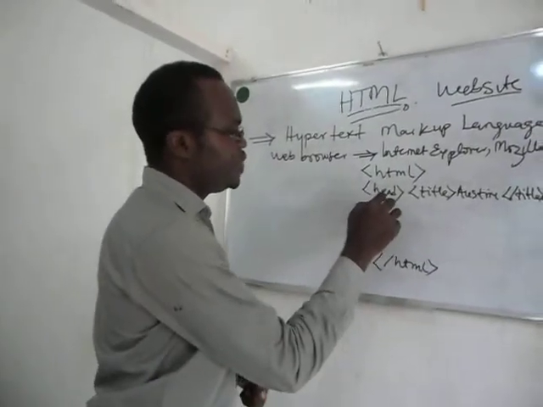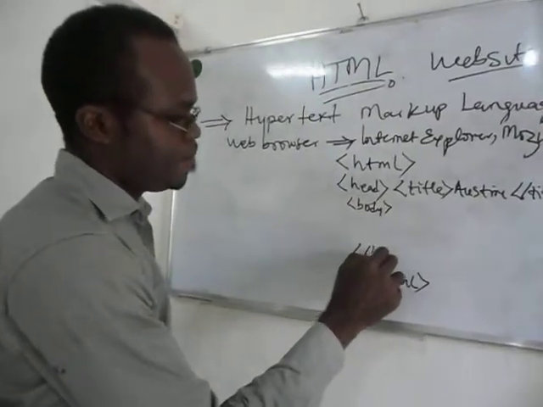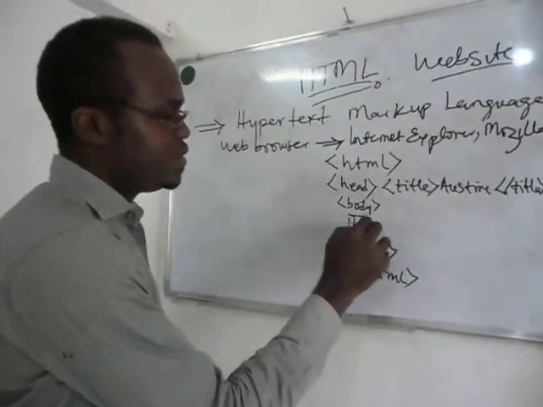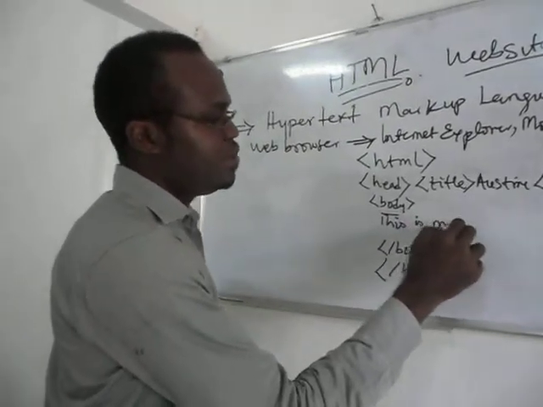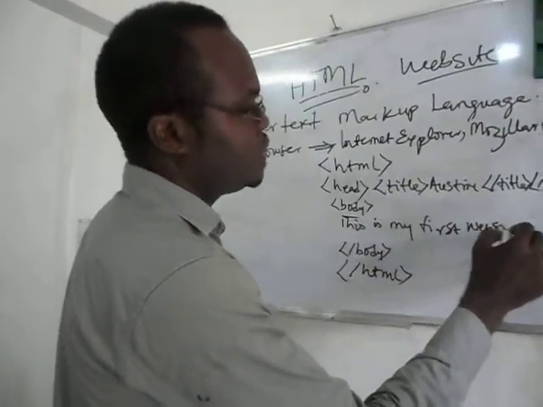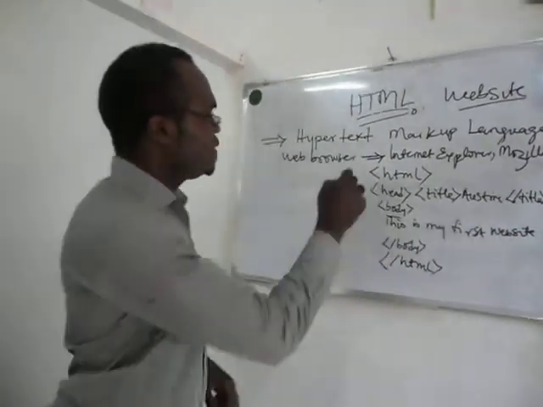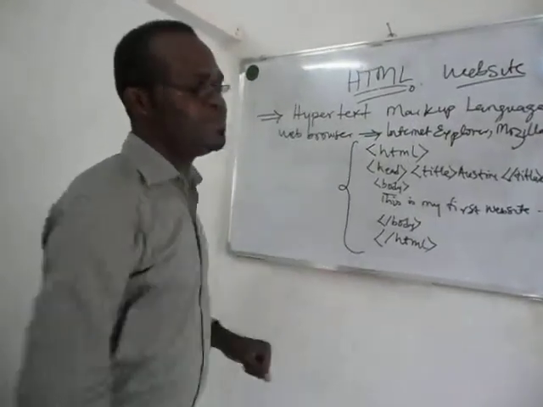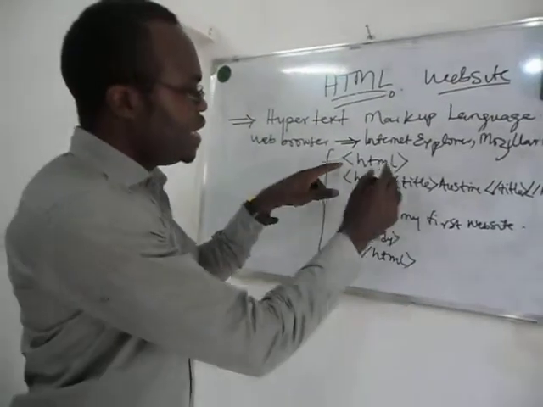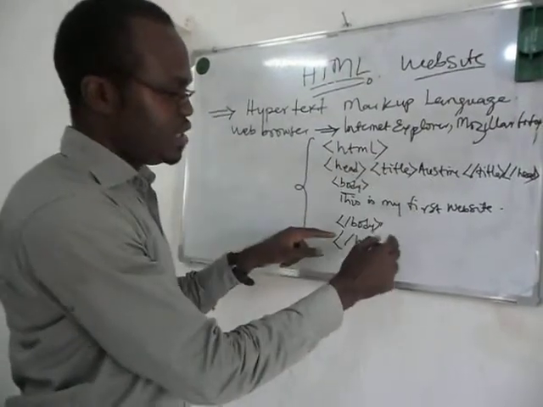Then inside here you have the body. And inside here you can now write, this is my first website. So this is a simple HTML code. You can see from here to here. And in every HTML code, we must start with the tag. Any word written inside such marks as this is known as a tag.